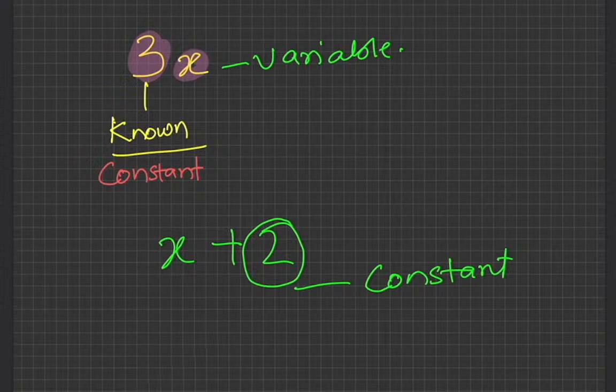Okay, let's take another question. An algebraic expression is a combination of variables and constants, right? An algebraic expression is a combination of variables and constants.